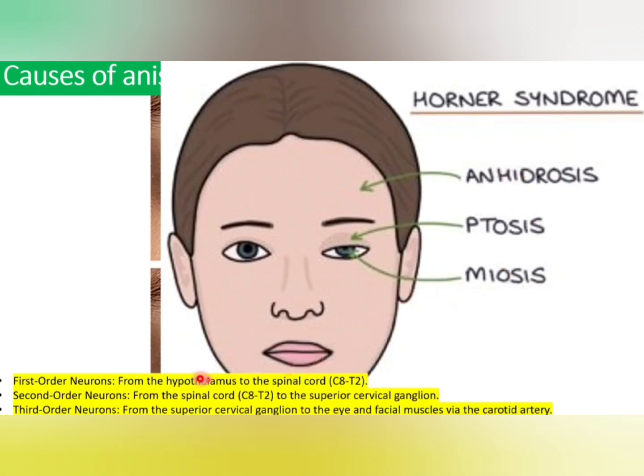I also told you about the first order neuron, second order, and third order neuron, and in which location an abnormality can lead to which condition. I told everything in my last video, so if you want to know more about Horner syndrome, you can go and watch the video on that.